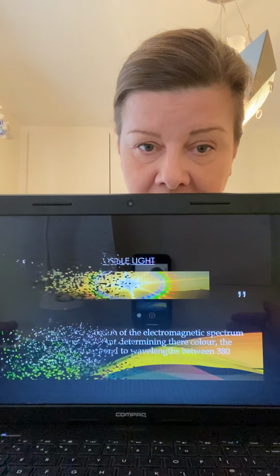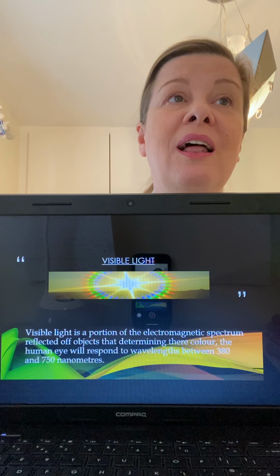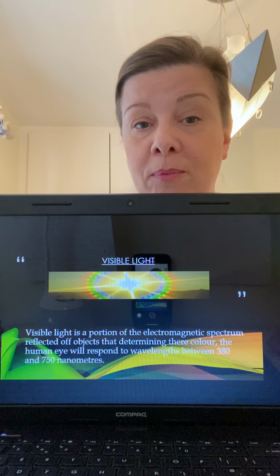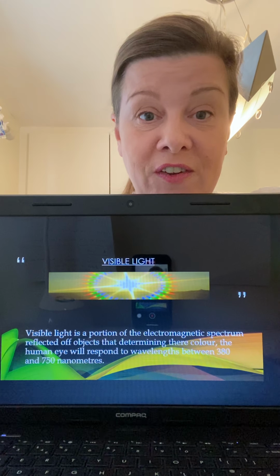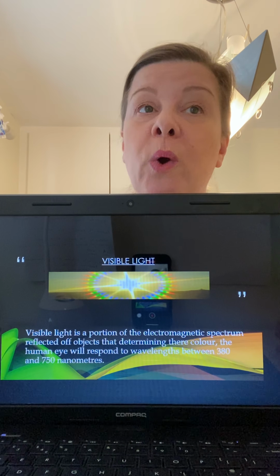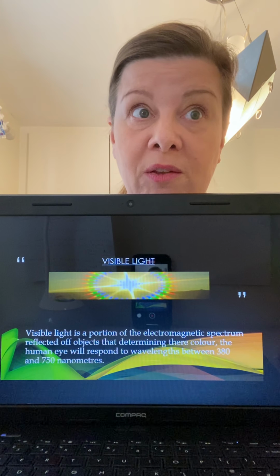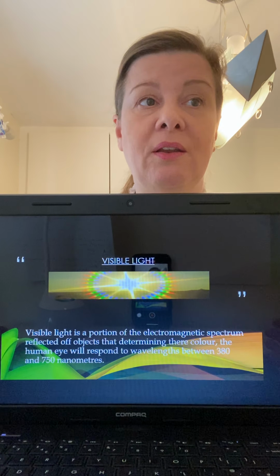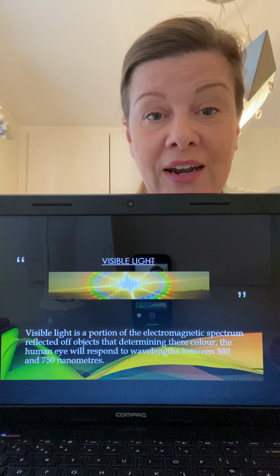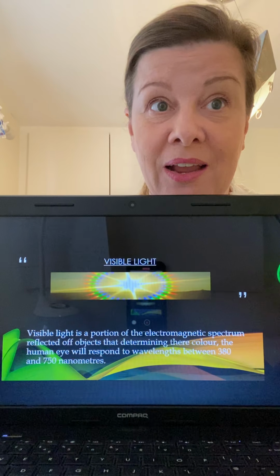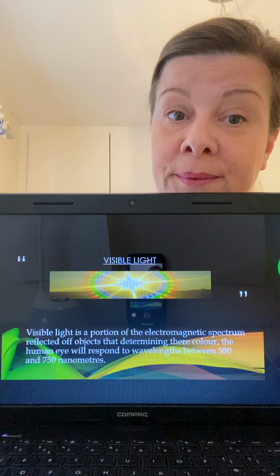Moving on to the next one in the spectrum, which is visible light. We all know this one, don't we? Visible light is what the human eye responds to, wavelengths between 380 and 750 nanometers. We use visible light to predict weather and can see other planets in other solar systems. Light bulbs, candles, clouds, TV, glow sticks, they're all a form of visible light.